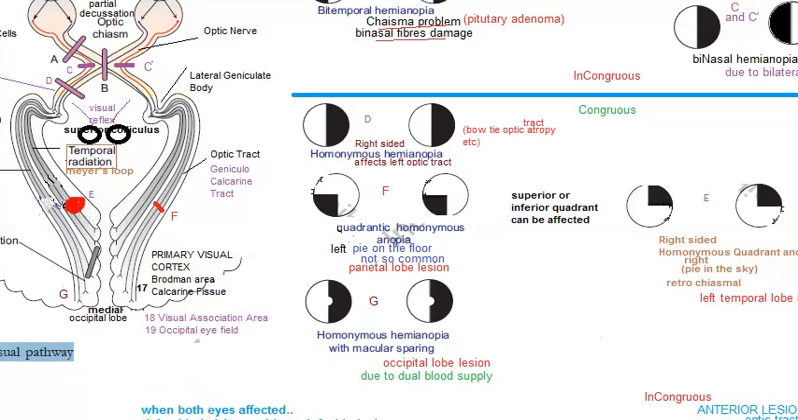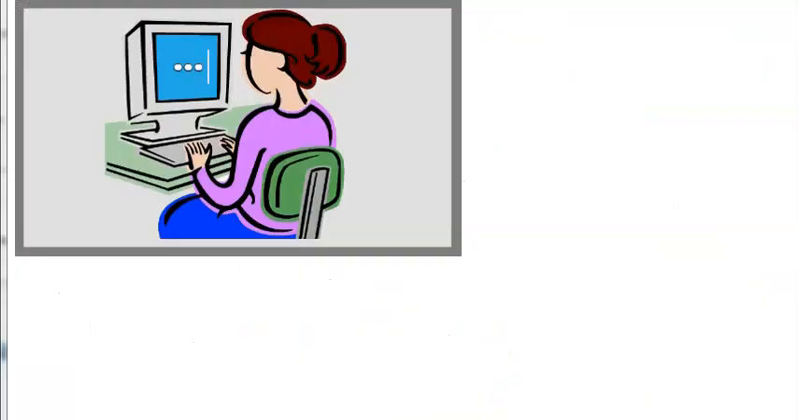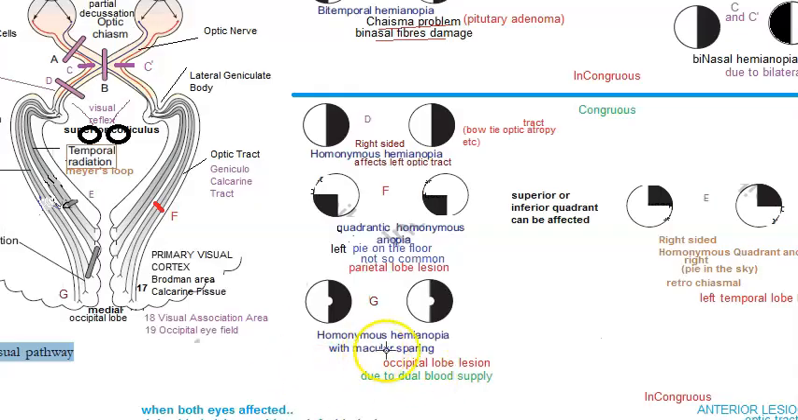Okay. So, now let us move on, guys, to the last one, which is this one. Homonymous hemianopia with macular sparing. So, we have reached the last one, guys. So, nothing to worry here. Basically, here what you can see is hemianopia only. Right. It is homonymous hemianopia. But here there is some macular sparing in the center.